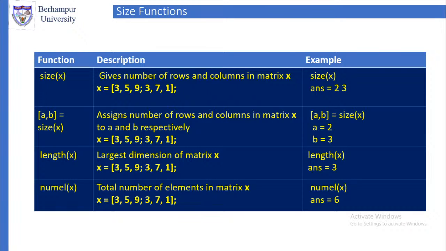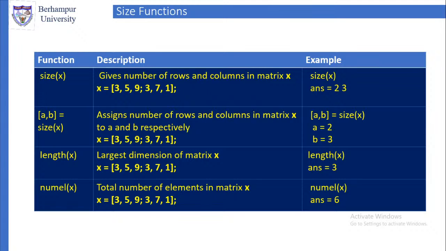For example, here we have given x as a 3 column and 2 rows matrix. So, 3, 5, 9, 3, 7, 1. So, there are 2 rows and 3 columns. Now, if I write size x, then it will give me 2 rows, therefore 2, then space 3, which is 3 columns. So, it indicates that it is a 2 cross 3 matrix.